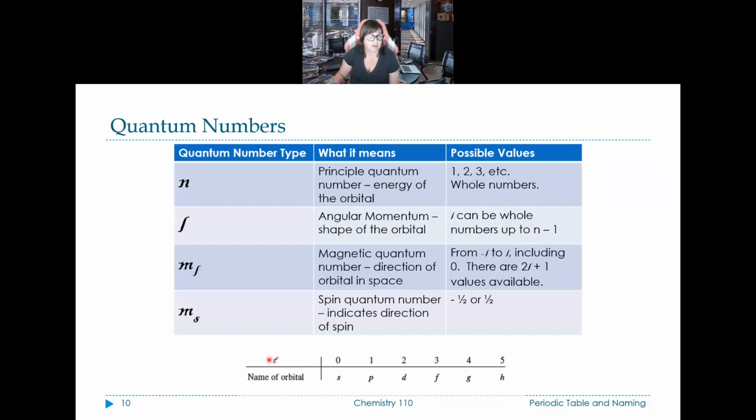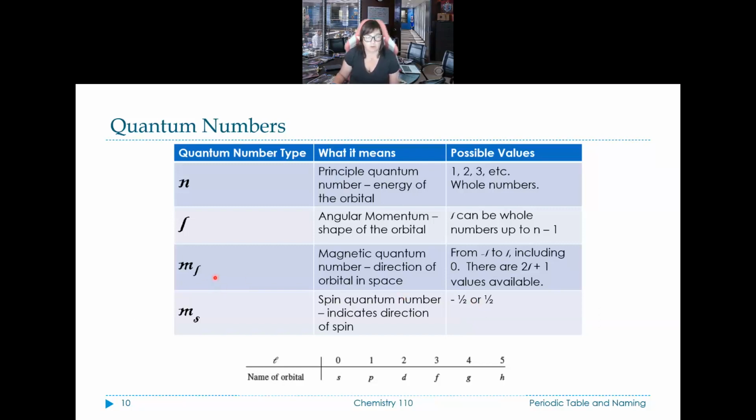So l down here, you'll see that's the name of the orbital: s has an l of 0, p has an l of 1, d has an l of 2, f has an l of 3, g has an l of 4, and h has an l of 5. Those are the only ones that we talk about. Now, the values that l can have can be whole numbers up to n minus 1. So if my row is 2, then I can only have an l of 0 and 1. So it has to be n minus 1. So if I'm in the second period, then I can only talk about an s and a p being present in that area. We'll show you what that means in a few minutes.